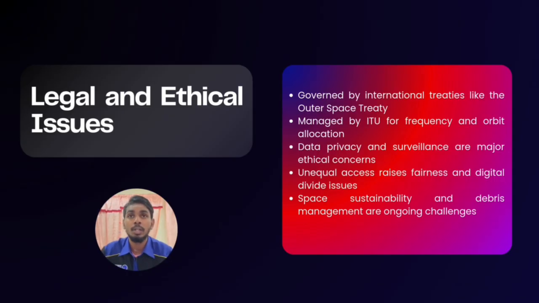The next topic is legal and ethical issues. Satellite communication is governed by international law and regulations. The Outer Space Treaty ensures that space is used responsibly and peacefully. Organizations like the International Telecommunication Union, or ITU, manage satellite frequencies and orbital positions. Ethical issues include privacy, surveillance, and unequal access to technology. There are also concerns about space sustainability due to increasing space debris. These legal and ethical frameworks are important to ensure that satellite technology benefits everyone fairly.